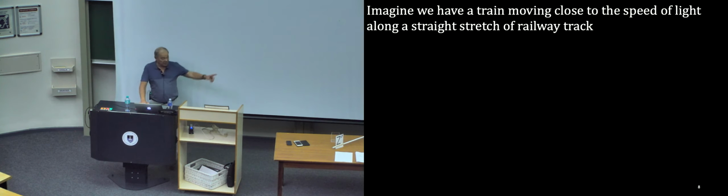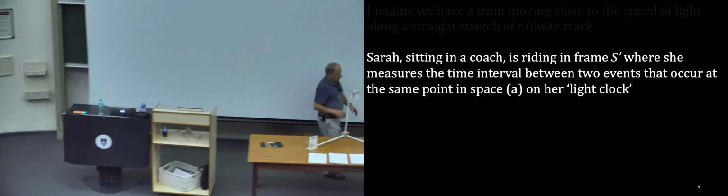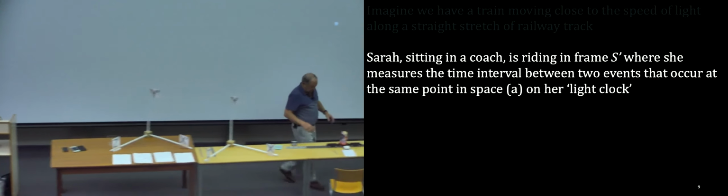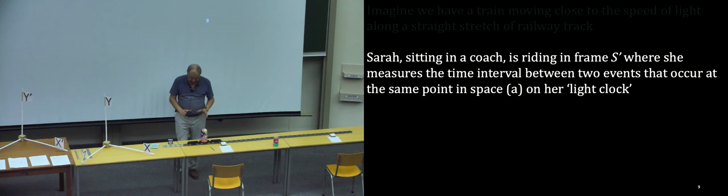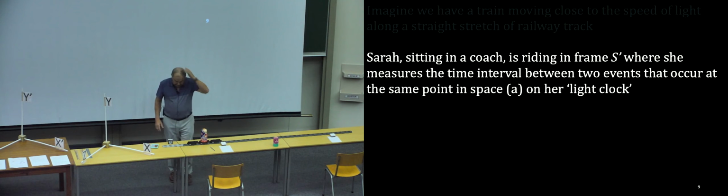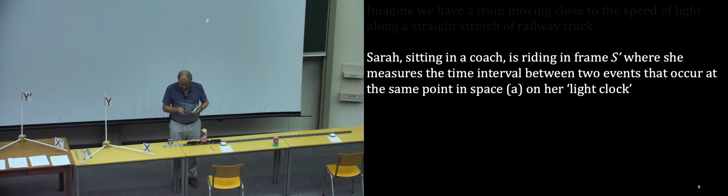All right, I've got my train set up there, and I'm going to imagine that this train is moving close to the speed of light along a straight stretch of railway track. Sarah's sitting in the coach, here she is. For this, it doesn't matter that Sarah's near the back or the front. And what Sarah's got with her is a light clock. All that is, is she takes a light source and a mirror. This would be at the roof of the carriage, and she will shine a light.